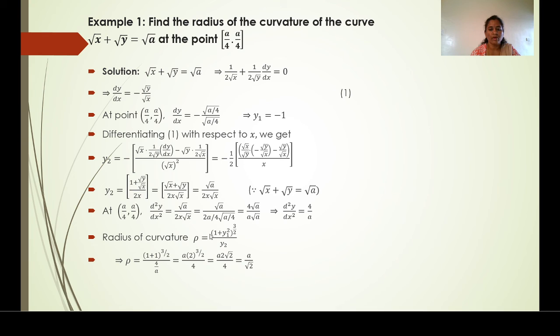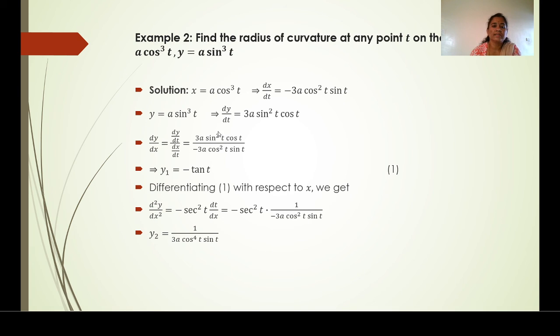Next we have to take the radius of curvature. Rho is equal to (1 plus y1 square) to the power of 3 by 2 divided by y2. Substitute 1 plus y1 square. What is y1 here? Minus 1. So (1 plus 1), 2 to the power of 3 by 2, divided by 4 by a. Finally on simplifying this we get the radius of curvature a by root 2. So that is it, next we move on to example 2.